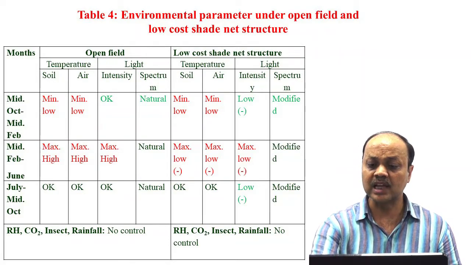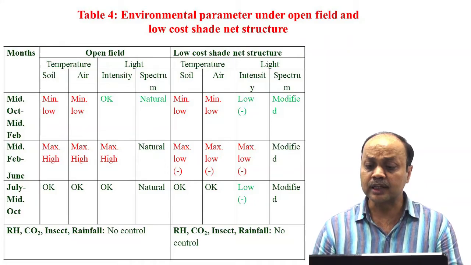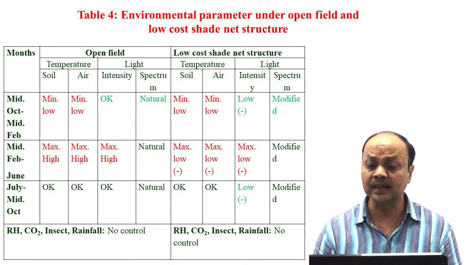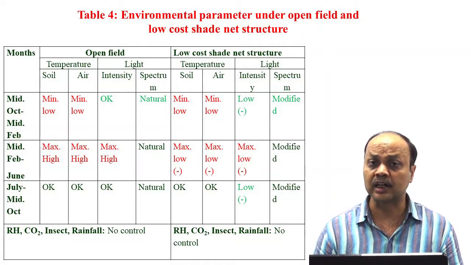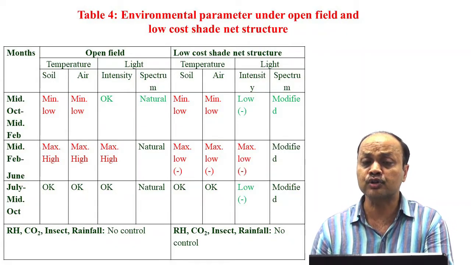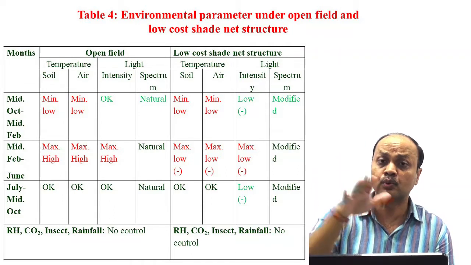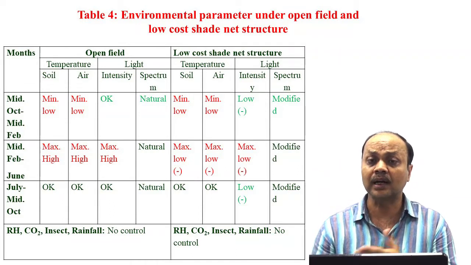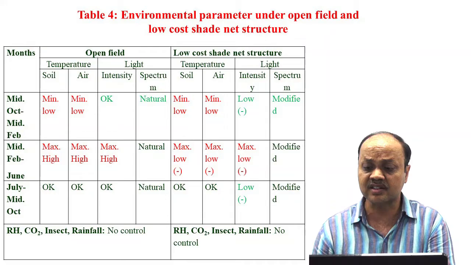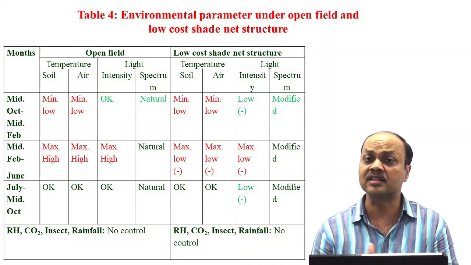So what I am saying is that, as you can see inside the structure, there is no benefit, because the greenhouse effect is not happening, so there is no benefit to the soil and air temperature. As I told you, the air temperature during winter goes below 10, so we cannot enhance the temperature inside the shade net structure.